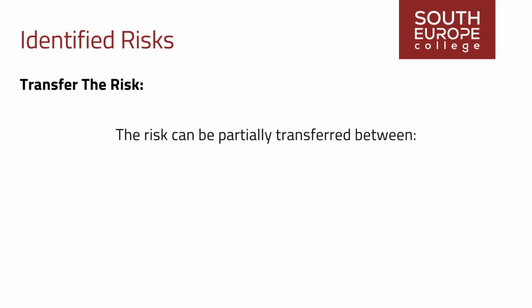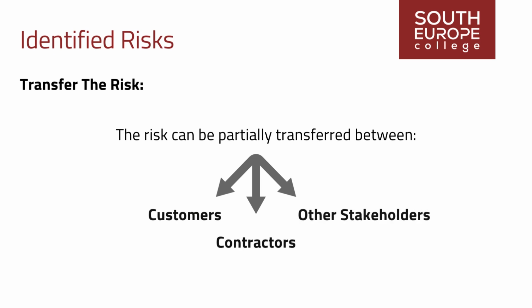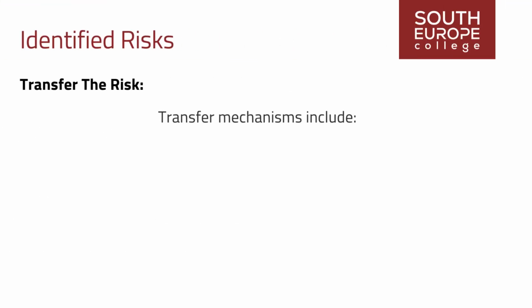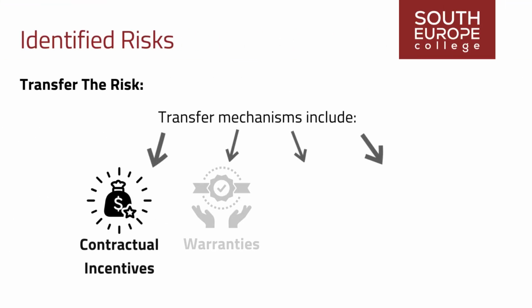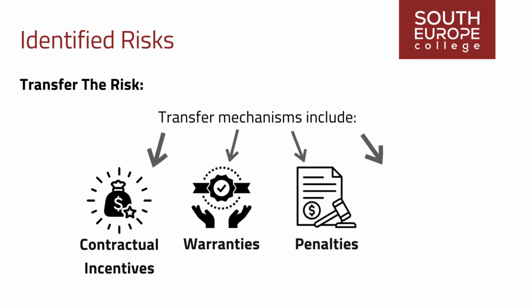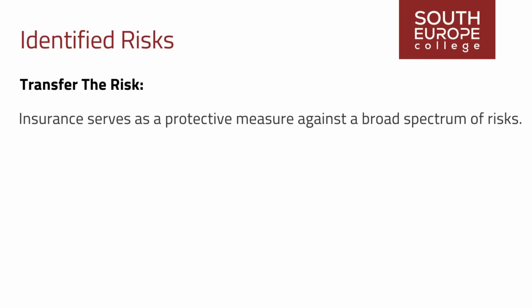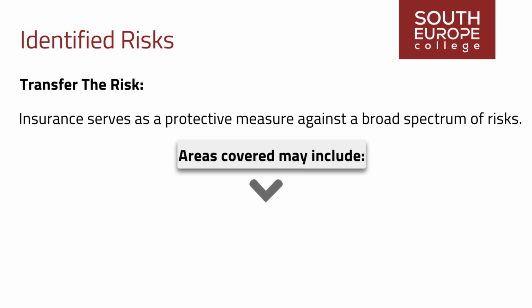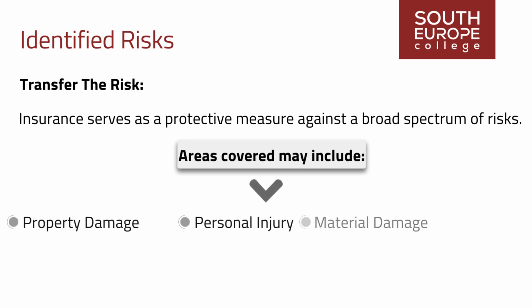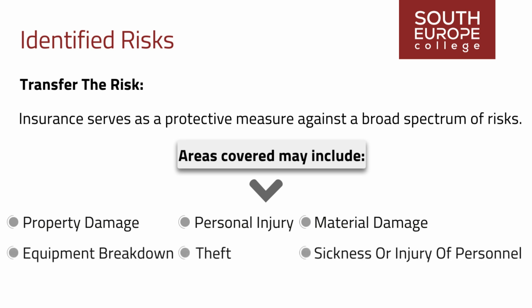The risk can be partially transferred between involved parties, such as the customers, contractors, or other stakeholders. Transfer mechanisms include contractual incentives, warranties, penalties, or the utilization of insurance policies. Insurance serves as a protective measure against a broad spectrum of risks, encompassing various aspects of the project. Areas covered may include property damage, personal injury, material damage during transit or storage, equipment breakdown, theft, sickness or injury of personnel, and forward cover for mitigating exchange rate fluctuations.